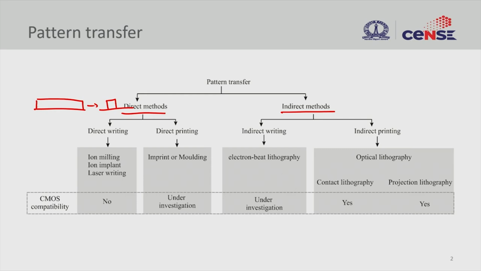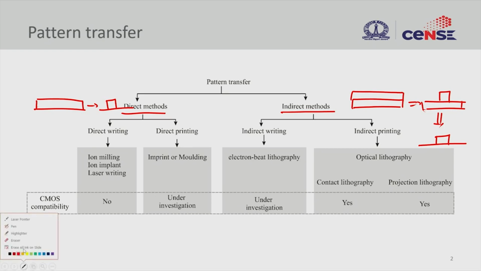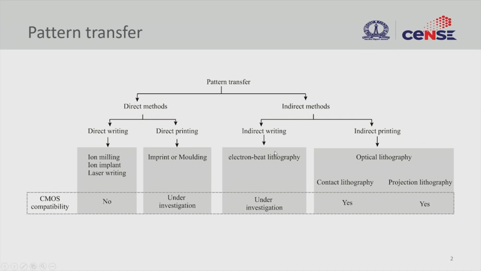But in indirect, I will use an intermediate layer to transfer the pattern. First I transfer the pattern to this intermediate layer, and then I transfer it to the subsequent layer. This is how I do intermediate patterning. That is the major difference between direct and indirect patterning. Within both the direct and indirect patterning methods, we have a subdivision into writing and printing.